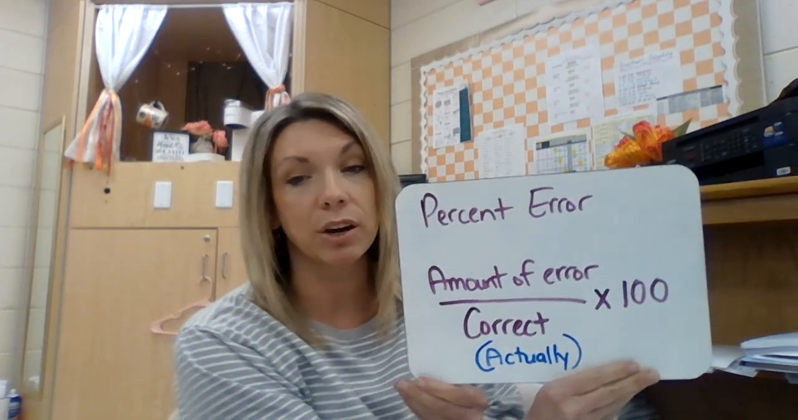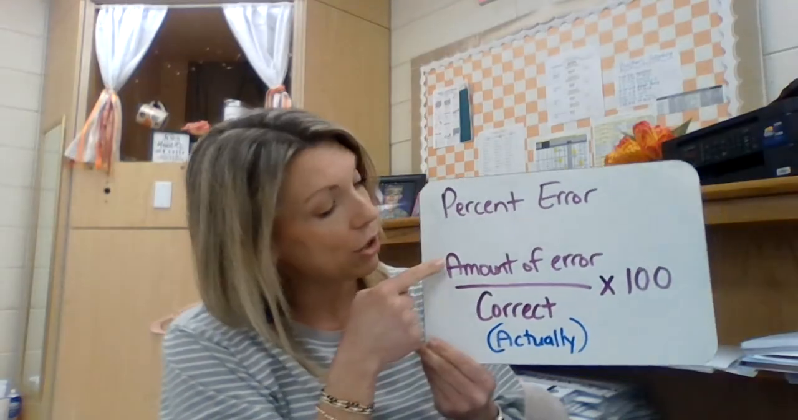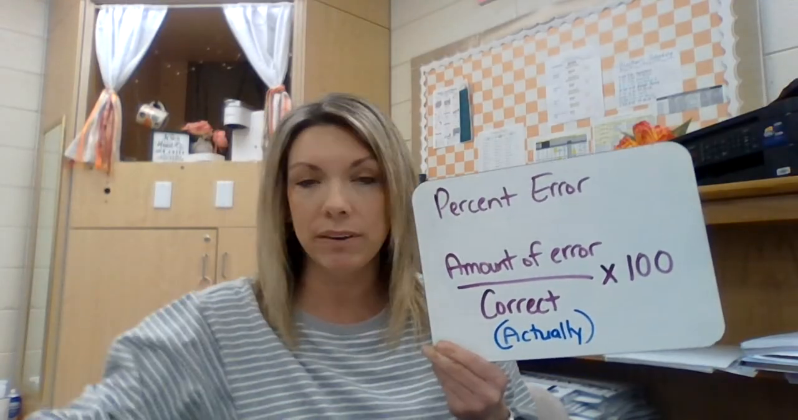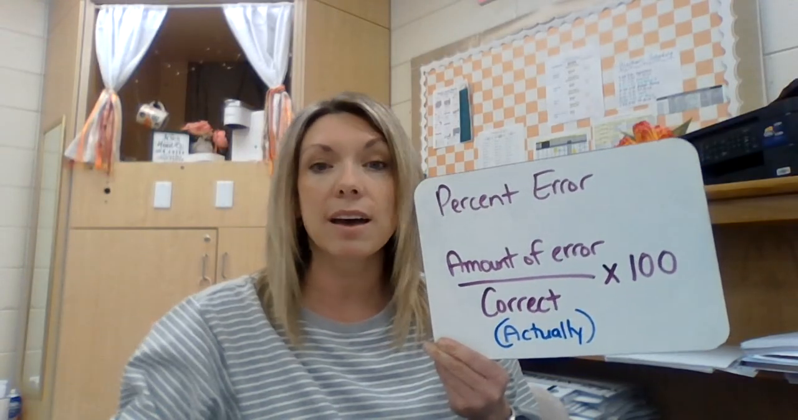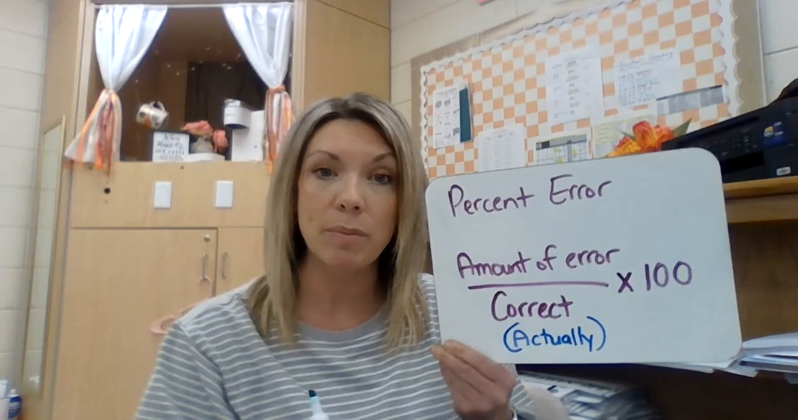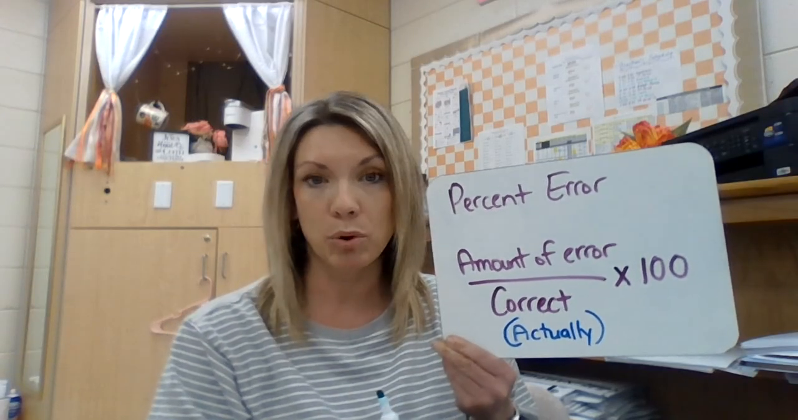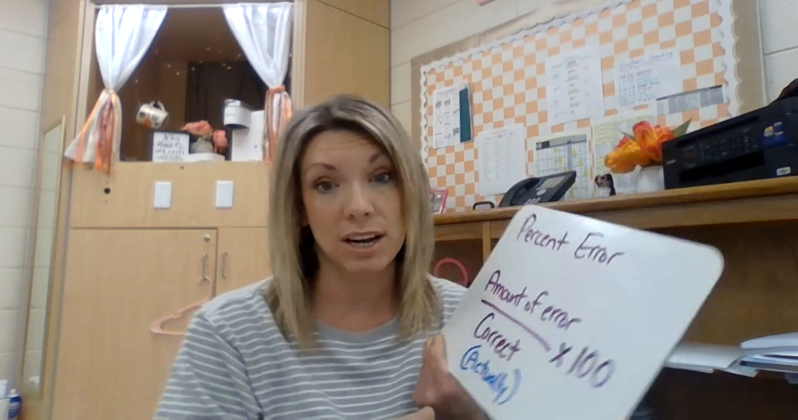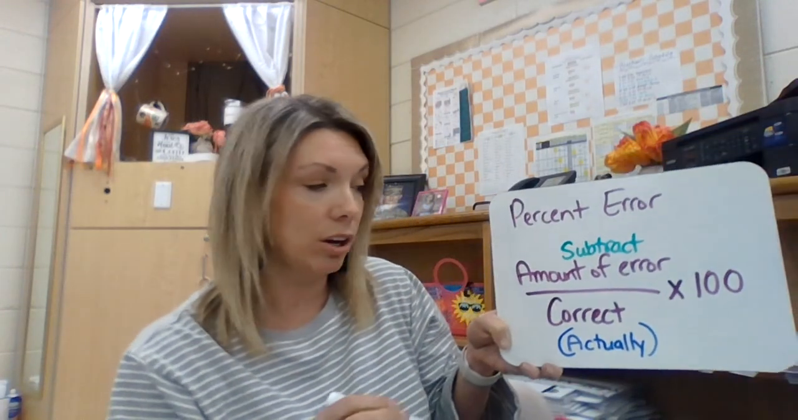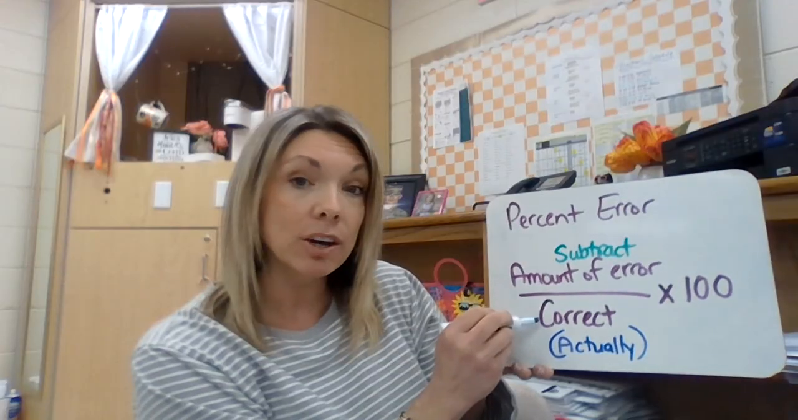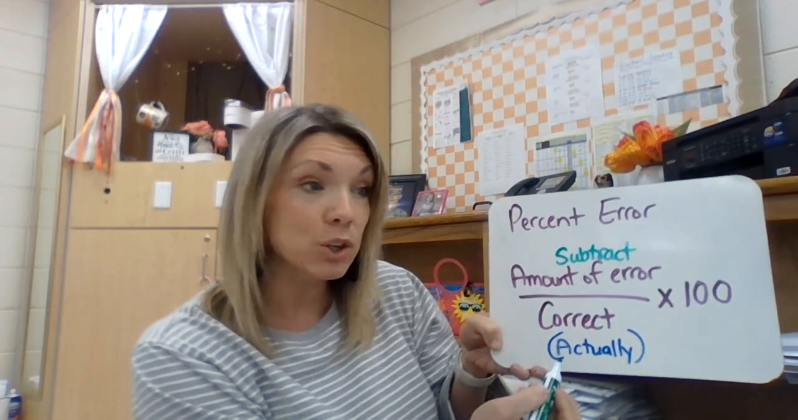Okay, here's your percent error formula. The amount of error goes on top. How do you find the amount of error? How did I find the amount of error between the 5-pound bag that it should have been and the 4.5 that it was? I subtracted again, just like percent change. So you've got to subtract to find that top number. Subtract to find the amount of error. Divide that by the correct amount or the actually, and then times that by 100.